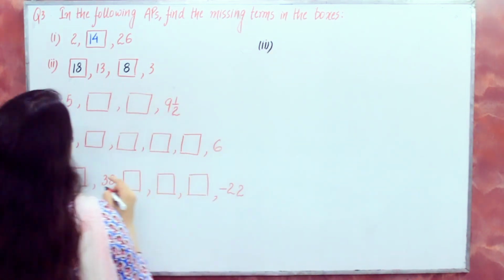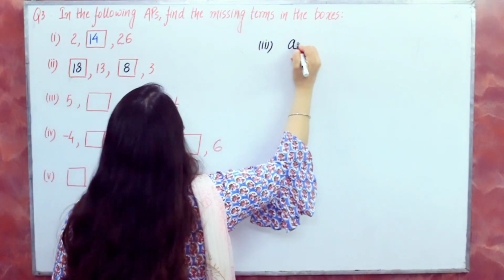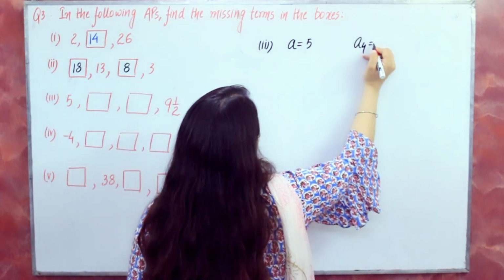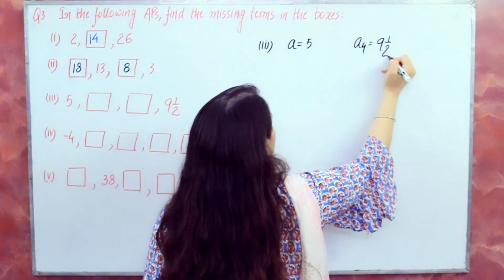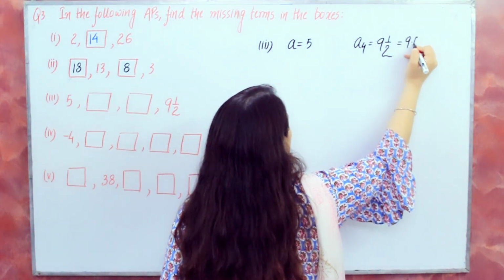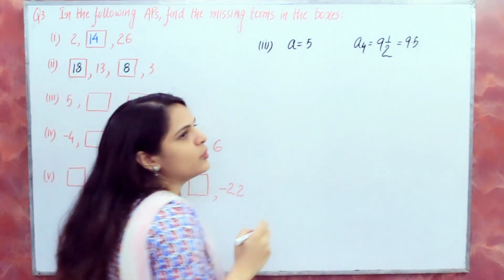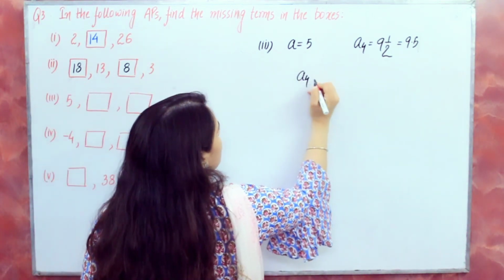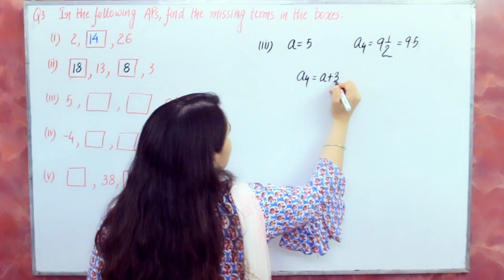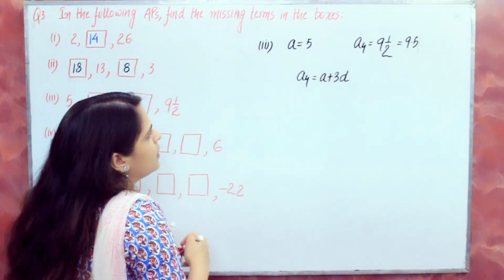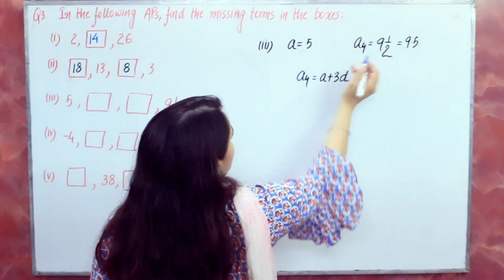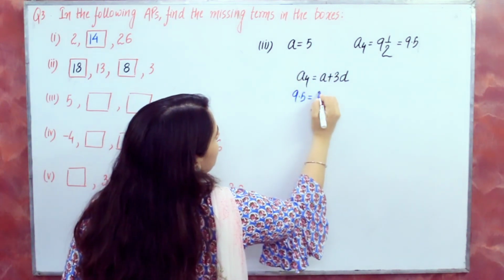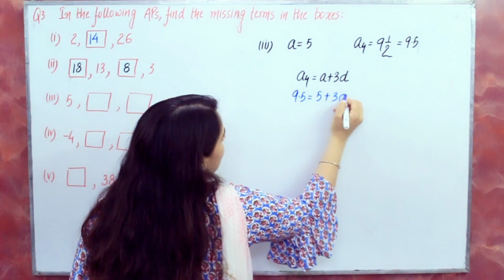Third part. In this part we have first term is equal to 5 and fourth term is equal to 9.5. You can write this as 9.5 also. Now we are going to use formula for A4. A4 is equal to a plus 3d. Now we are going to substitute our values. A4 is equal to 9.5. Value of a is equal to 5 plus 3d.